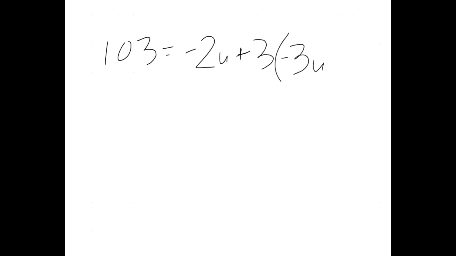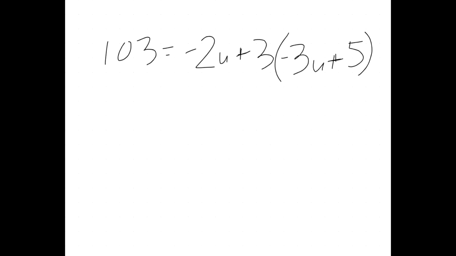Okay, and then 10 minus 3u equals negative 2u plus 3, negative 3u plus 5. It's messy. So okay, then go ahead.